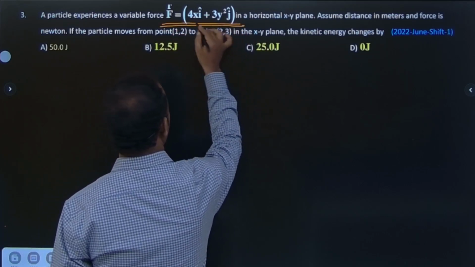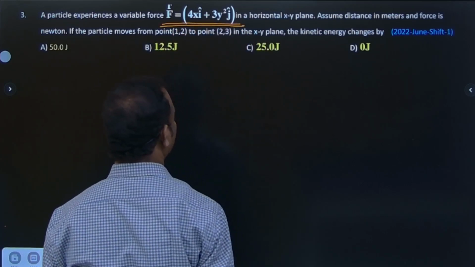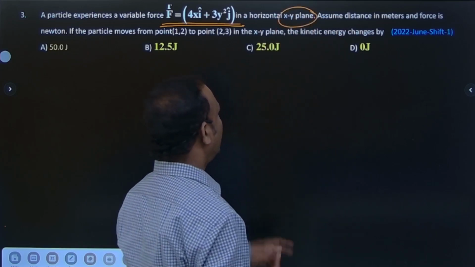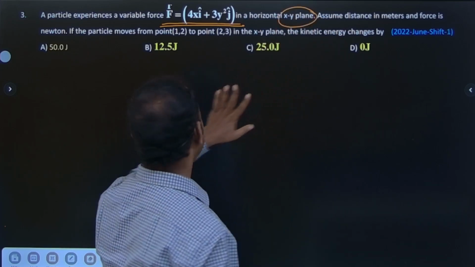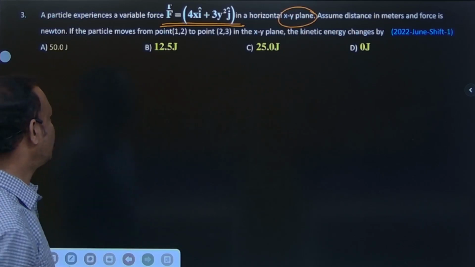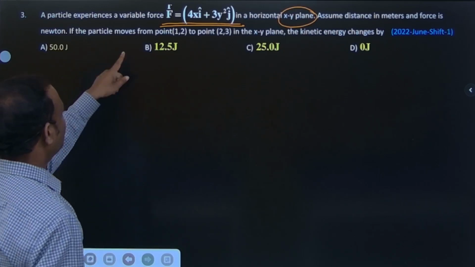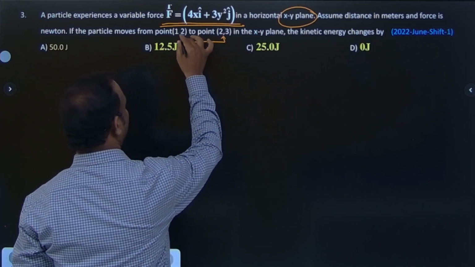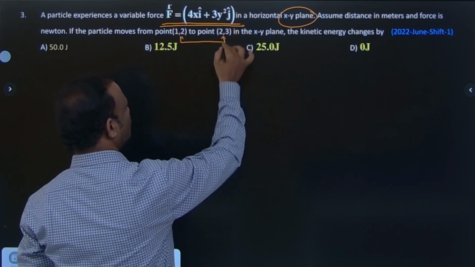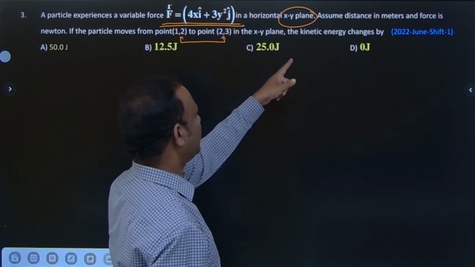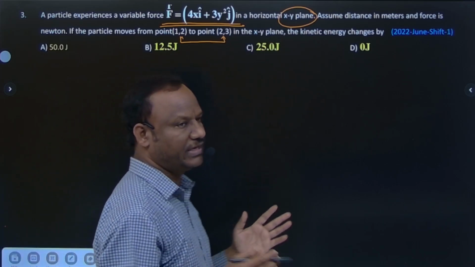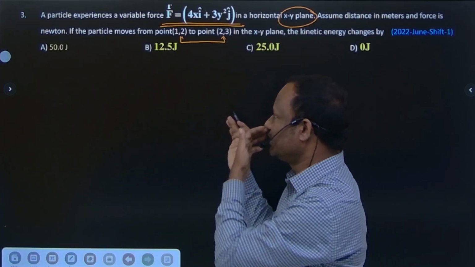A particle experiences a variable force, given in terms of x and y in the xy plane. Assume distance in meters and force in Newton in the SI system. If the particle moves from the given positions, 1 to 2, 2 to 3, in the xy plane, the kinetic energy changes. So by looking at this, we get it very clearly.